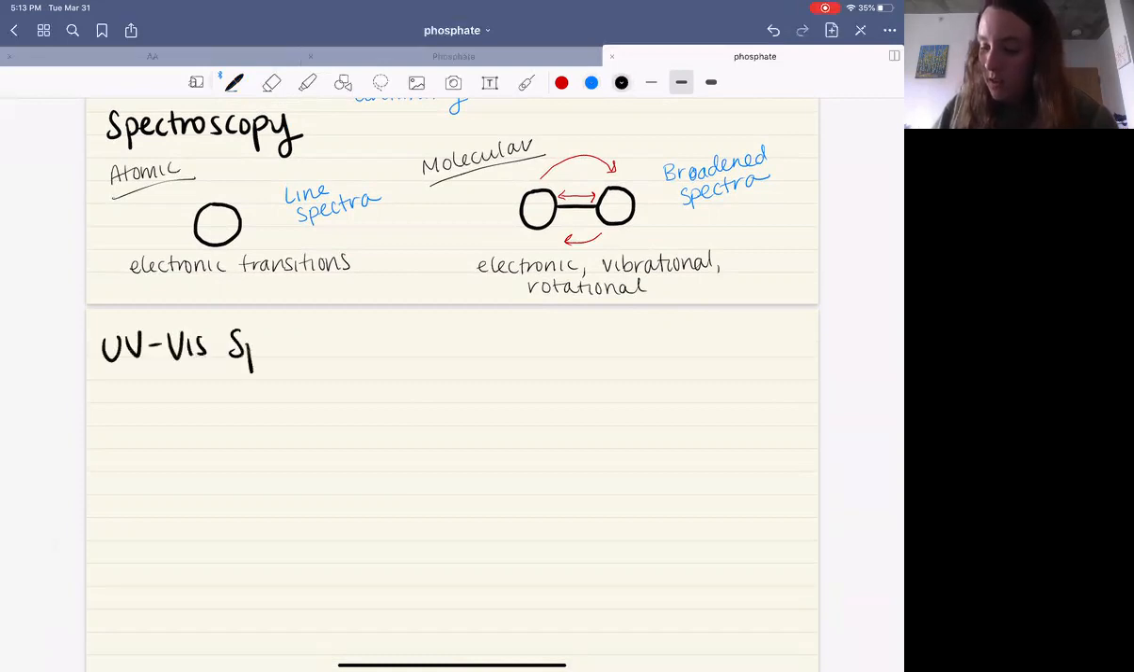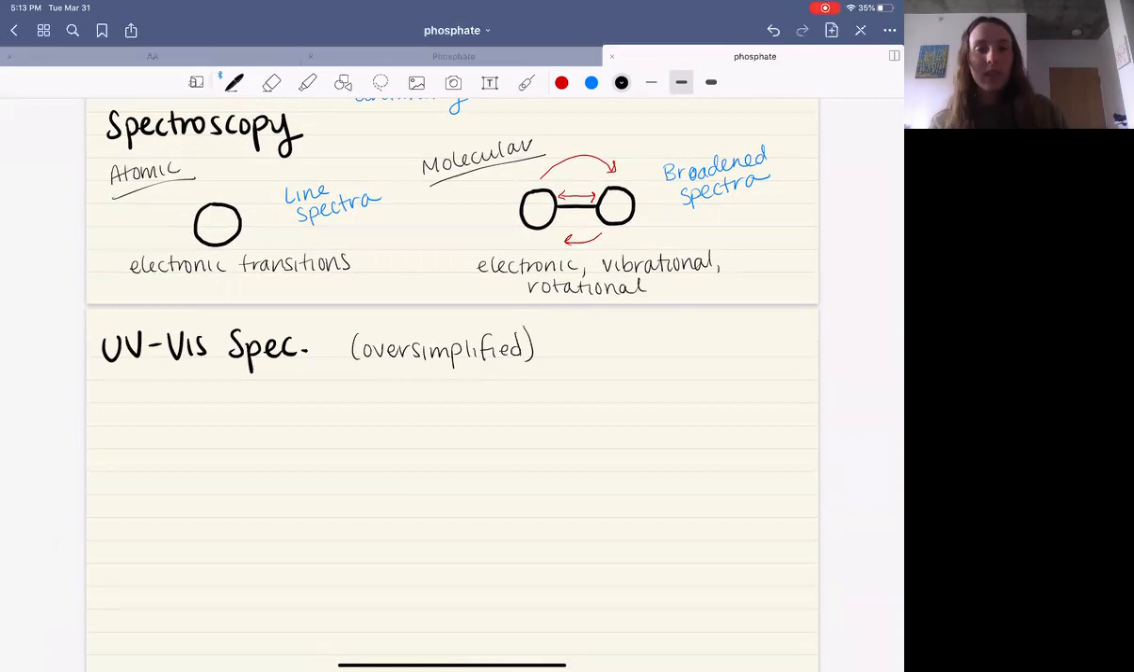UV-Vis spec. I do want to note that this is going to be oversimplified. And also I am drawing out what a single beam UV-Vis spec would look like, but double beam, and that's what your instrument in lab looks like, but double beam spectrophotometers are also commonly produced.